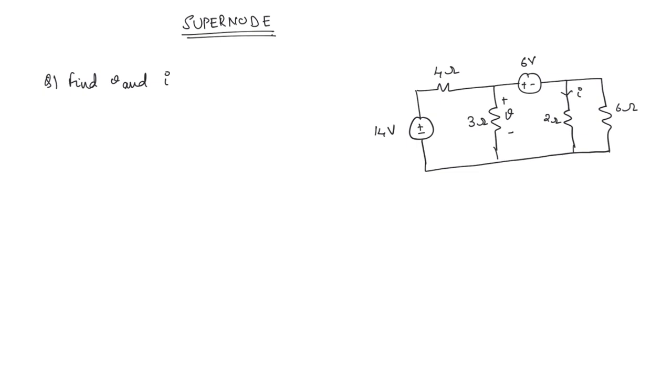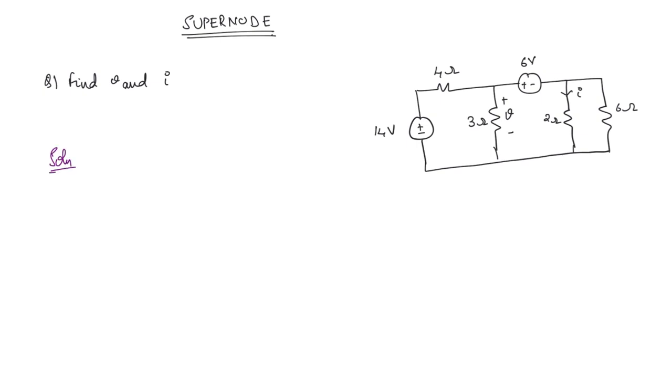Now you can see here that these are two nodes, and in between these two, this is the reference node, right? So usually we take this as the reference node. Between two non-reference nodes, there is a voltage source. So we are going to have the super node here. We will see how to solve this problem.